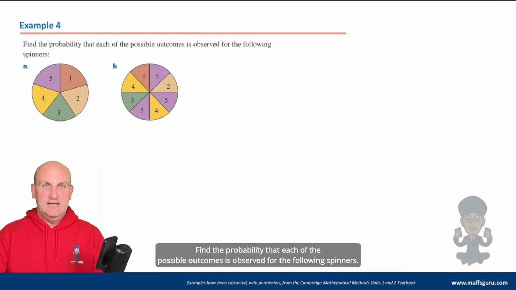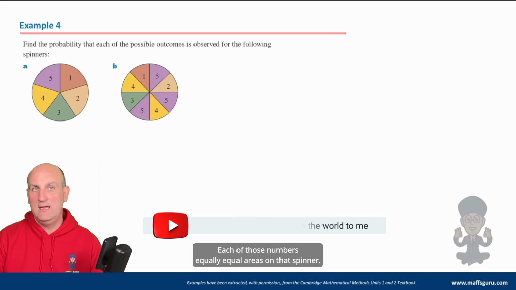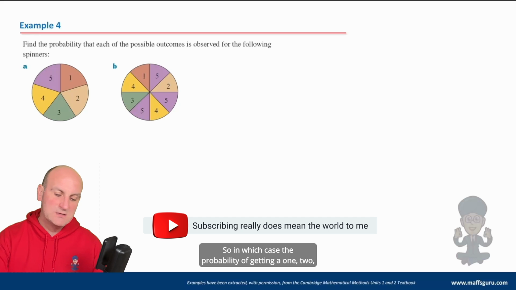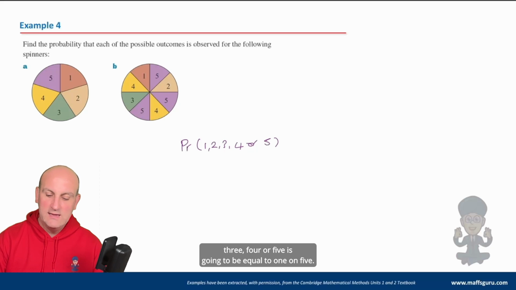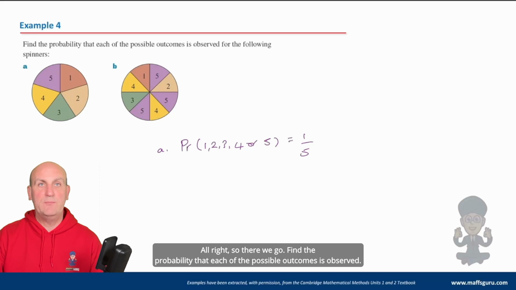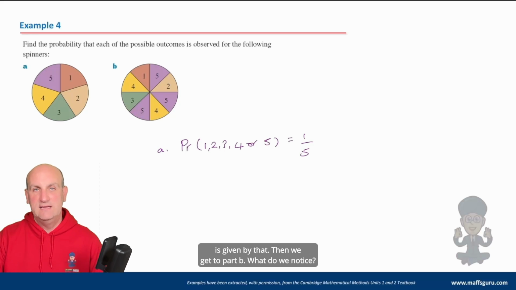Find the probability that each of the possible outcomes is observed for the following spinners. Now again, what do we notice? We've got 1, 2, 3, 4, and 5. Each of those numbers equal areas on that spinner. The number 1 doesn't appear more than once, 2 doesn't appear more than once. So in which case, the probability of getting a 1, 2, 3, 4, or 5 is going to be equal to 1 on 5. All right, so there we go. Find the probability that each of the possible outcomes is observed. So probability of getting 1, 2, 3, 4, or 5 is given by that.